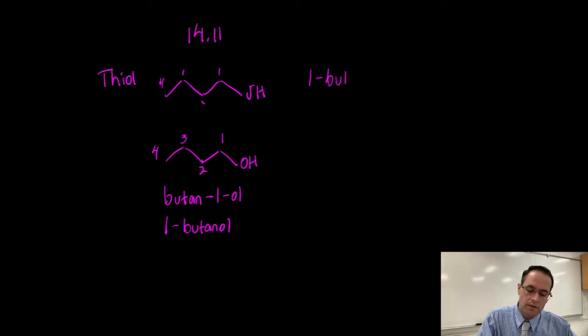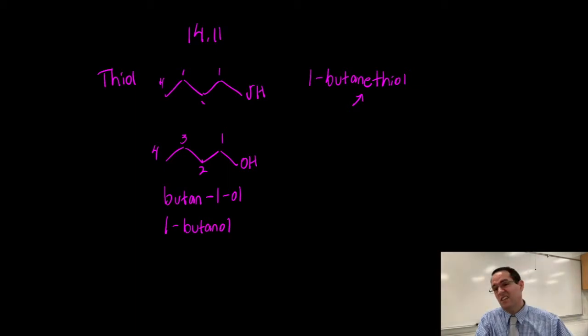So this is 1-butane thiol. I guess the only difference is you keep the E from butane because you have that thiol there, which begins with a consonant, T. So that's 1-butane thiol.